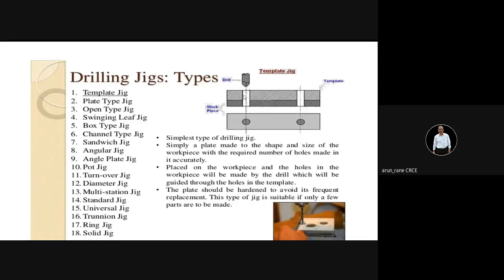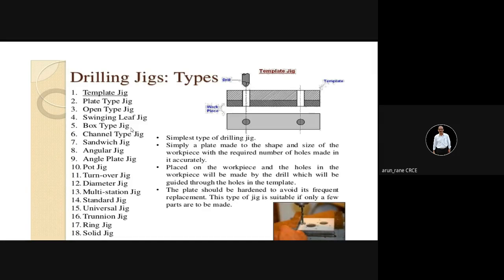You don't have to do the marking. You don't have to use calipers or scales. You don't have to punch. You don't have to do the center drilling either. So directly drilling can be done. All right. So these are the different types of jigs, out of which generally the box jig is most commonly used. Box type of jig.